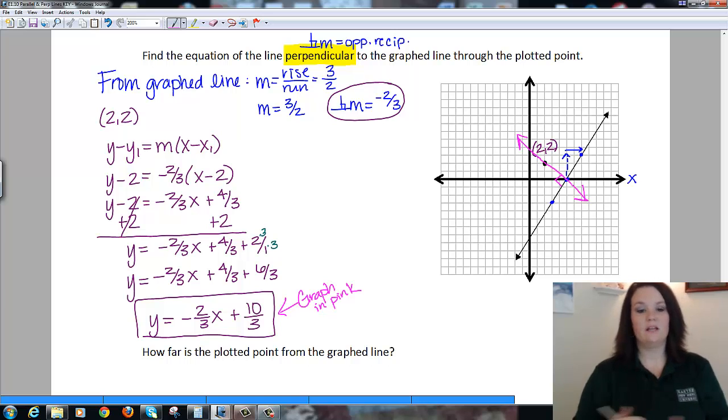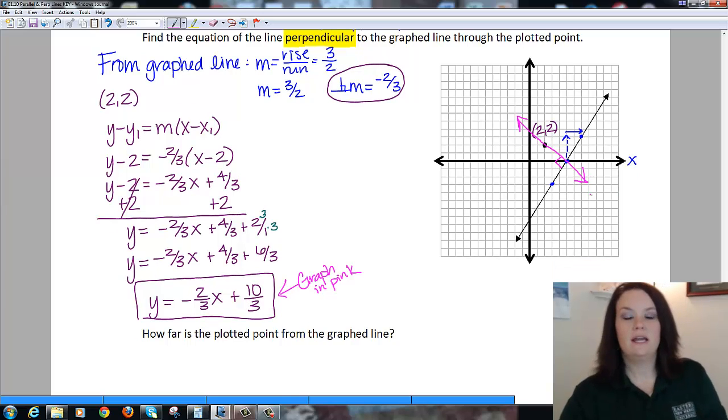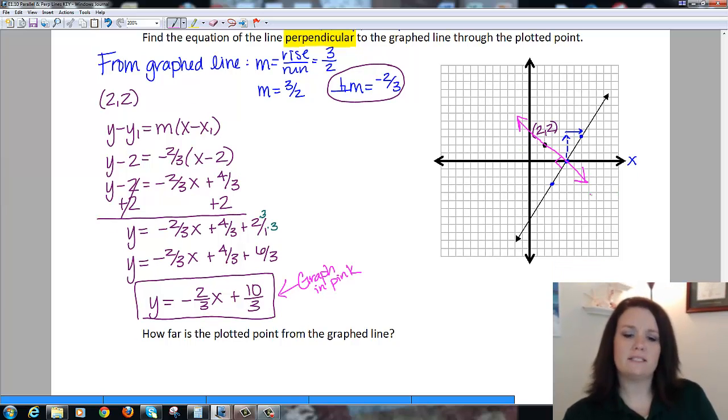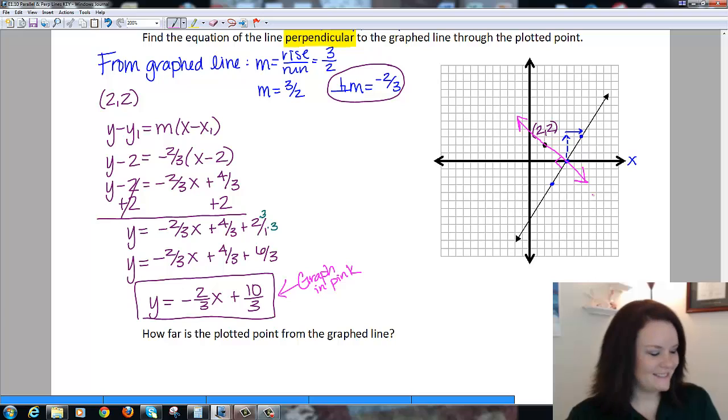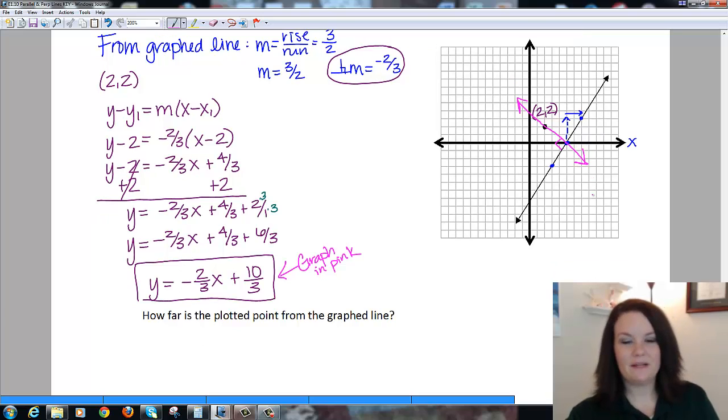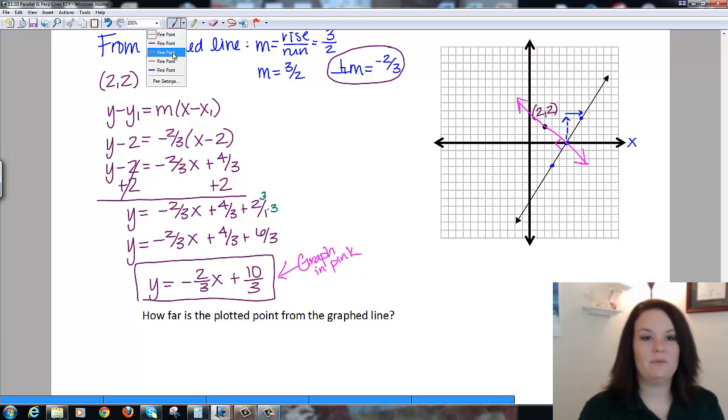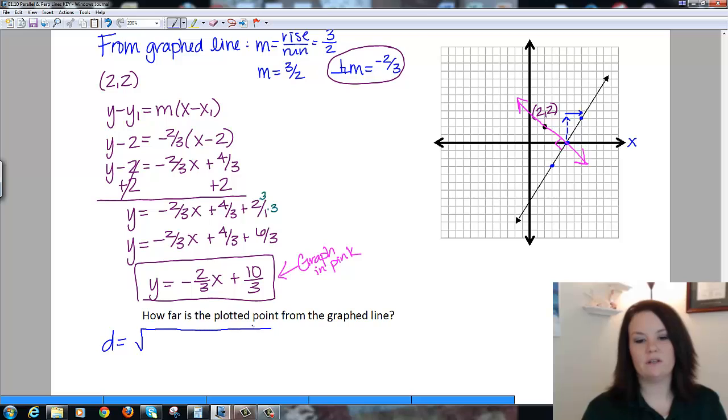So the other thing that I want to look for is, it says on here, how far is the plotted point from the graphed line? So now I'm looking for a distance. Remember distance? So I want to go ahead and put my distance formula up here, which hopefully we remember. Our distance formula is the square root of (x2 minus x1) squared plus (y2 minus y1) squared.